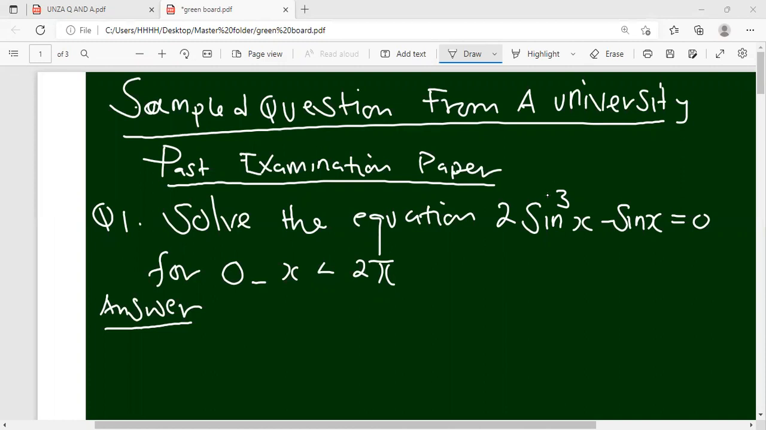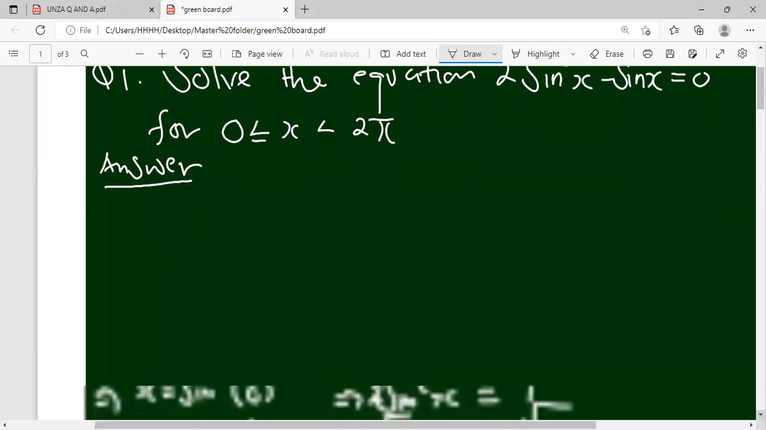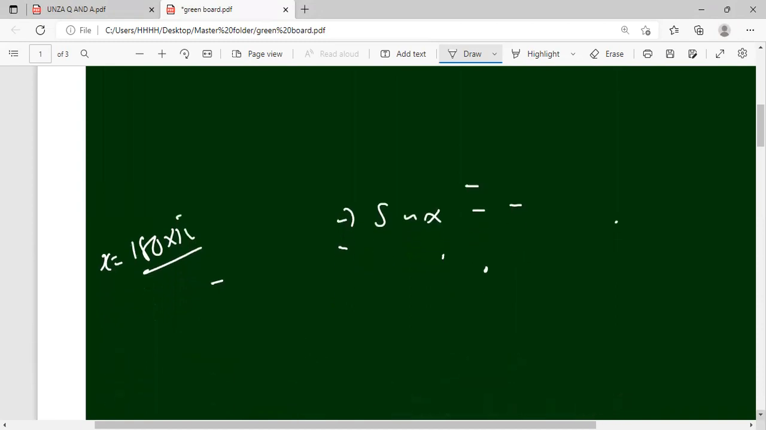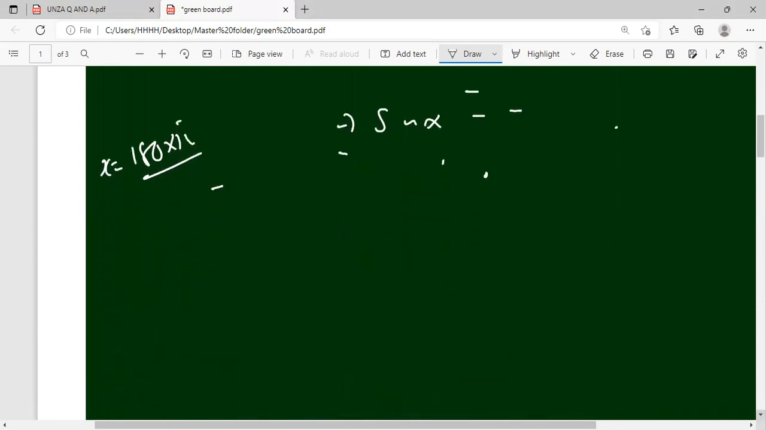All right, we want to solve a sampled question from a university past examination paper. This is a question on trigonometric equations. We are saying solve the equation 2 sine cubed x minus sine x is equal to 0 for the range 0 to pi. Let me just erase this.